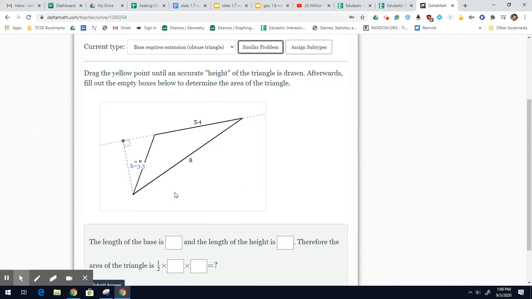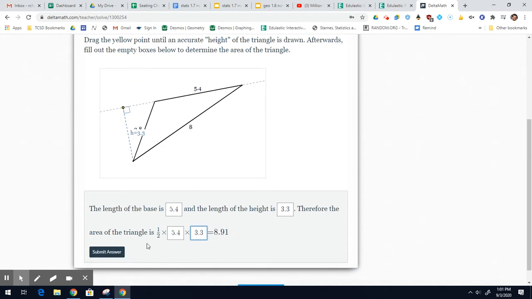Now they're going to ask me for the length of the base. Now this base is 5.4. Now I know we extended it beyond here, but we still just use the side of the triangle, 5.4. The height of my triangle is this blue dotted 3.3. And to find the area of the triangle, I do 5.4 times 3.3 times a half. And they did it for me. It's 8.91. And I believe I'm correct.